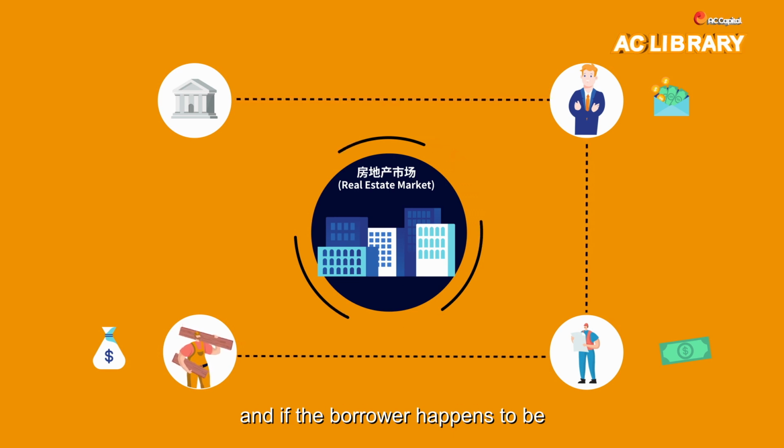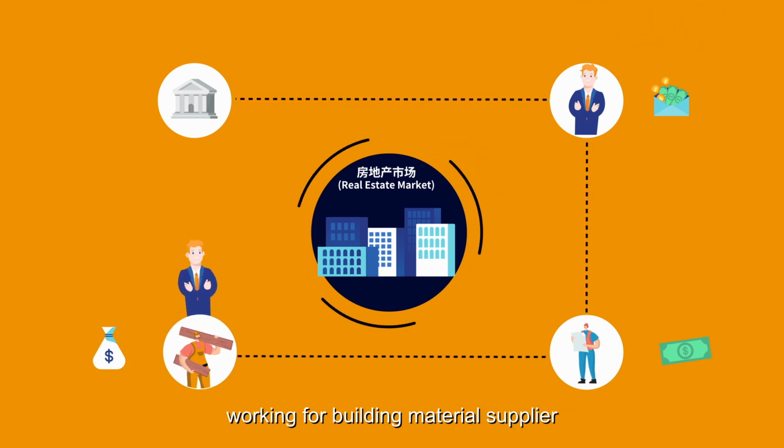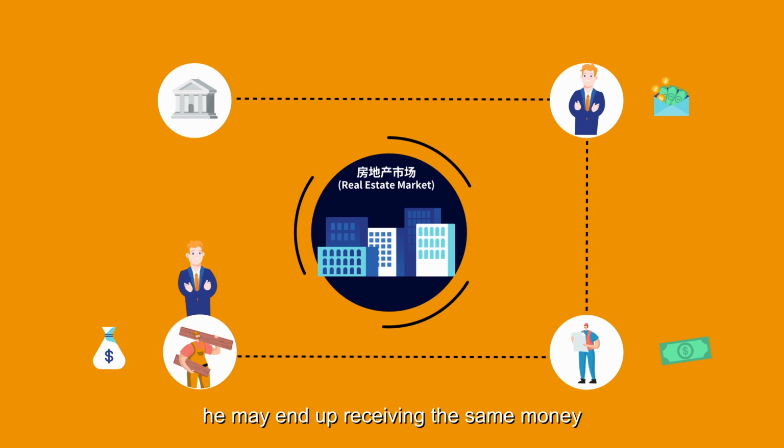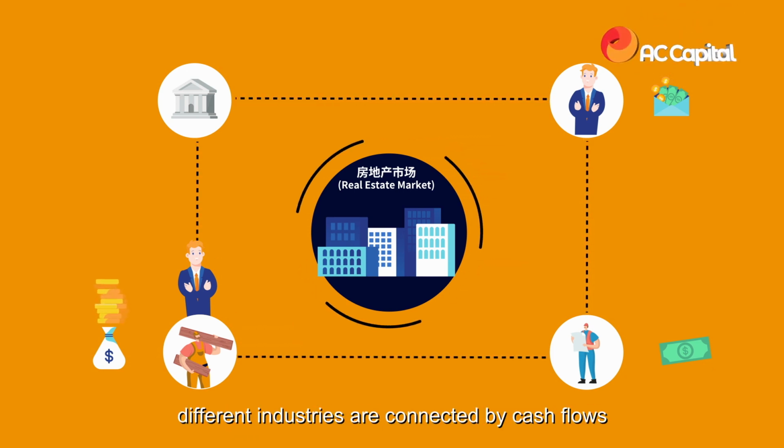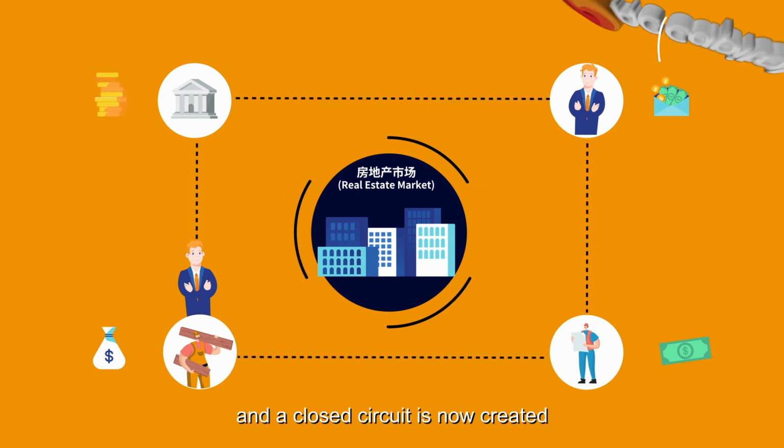And if the borrower happens to be working for a building material supplier, he may end up receiving the same money that he paid to the developers in the first place. You see, different industries are connected by cash flows, and a closed circuit is now created.